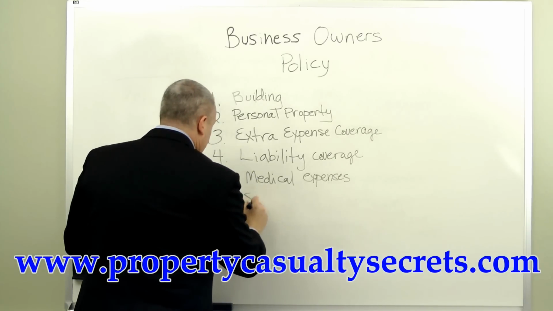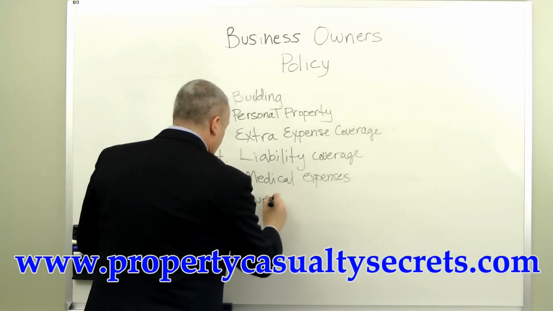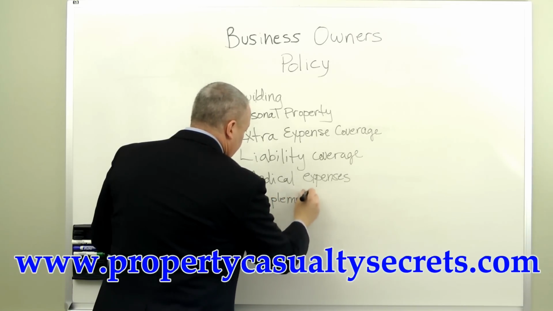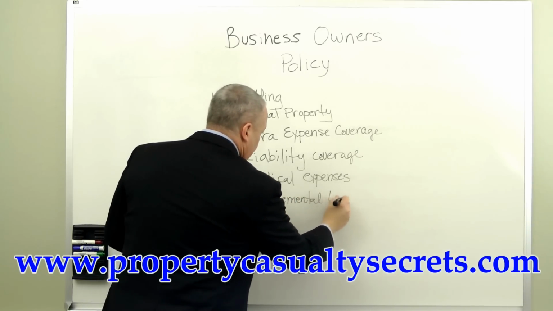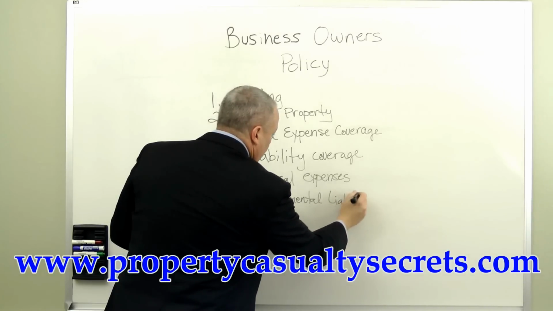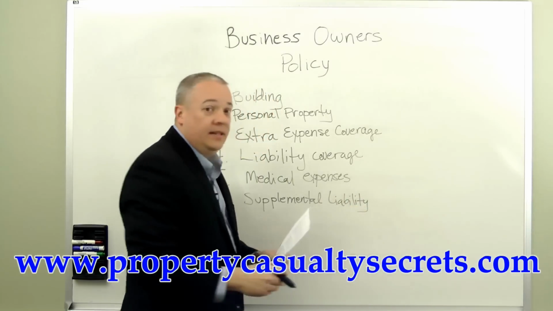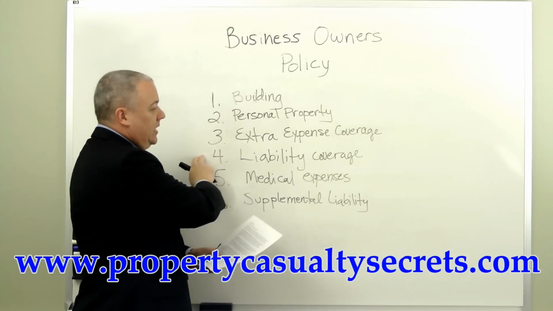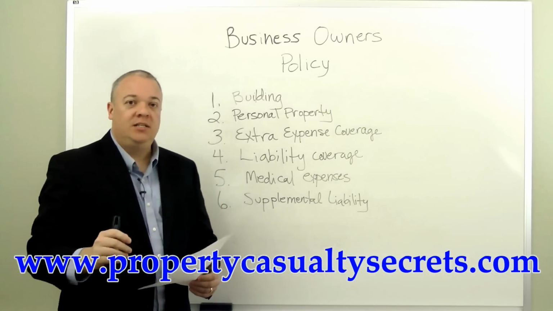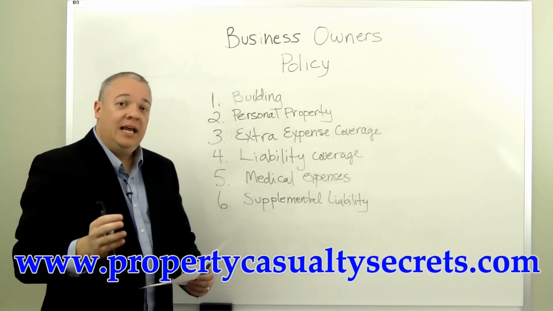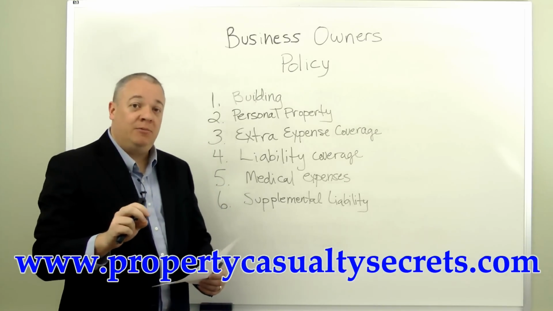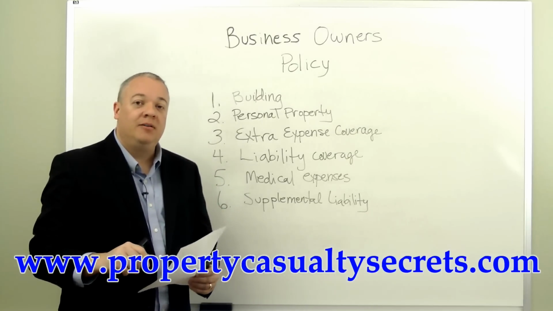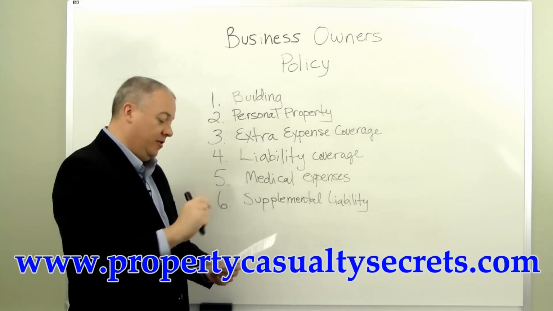And then finally, the last part of this policy is called Supplemental Liability. And this comes in if, after number 4 has been used, the liability coverage covering legal expenses or covering damages, if the amount of legal expenses or damages exceeds what is covered under 4, then number 6 kicks in with a supplemental amount to cover the shortfall that wasn't covered under 4.